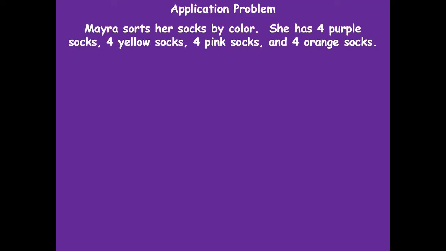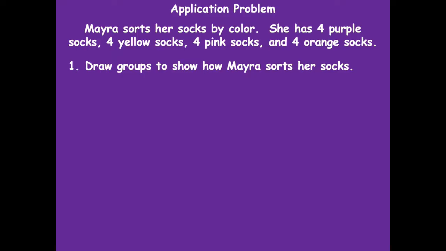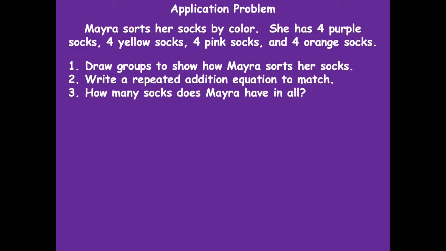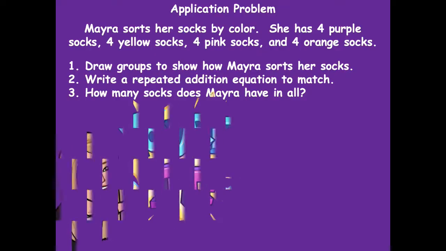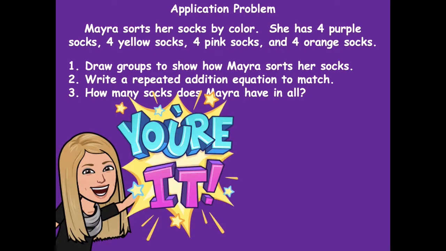All right, so now you guys are going to work on this independently in the application problem. So here's your problem. Myra sorts her socks by color. She has 4 purple socks, 4 yellow socks, 4 pink socks, and 4 orange socks. You are going to draw groups to show how Myra sorts her socks. You're going to write a repeated addition equation to match. And then you're going to solve for how many socks does Myra have in all. So pause the video, draw a model, write a repeated addition equation to match, and then solve for how many socks she has in all.